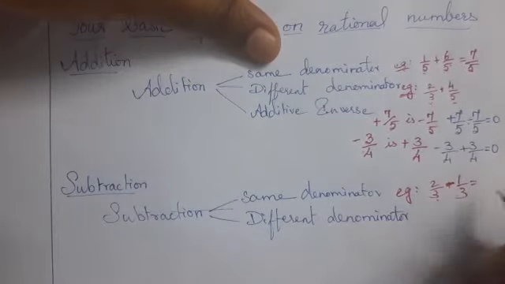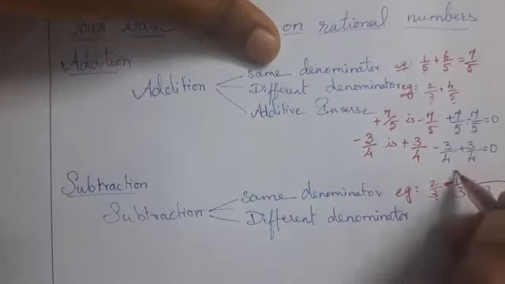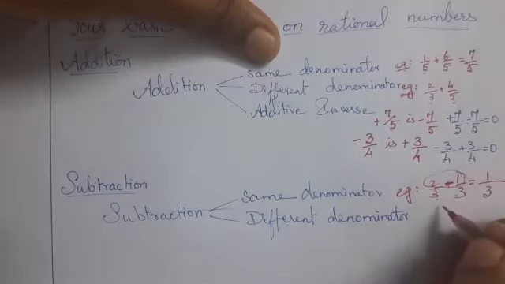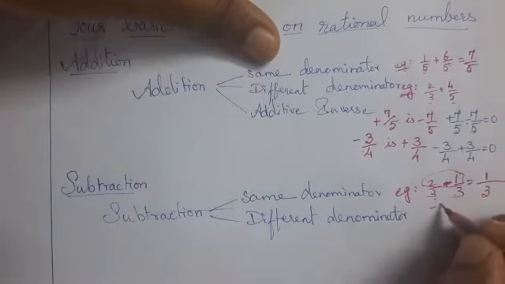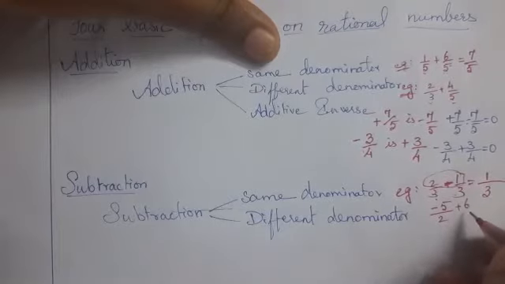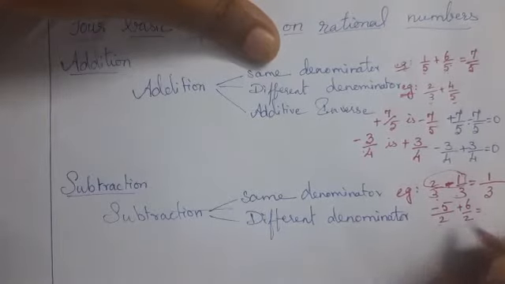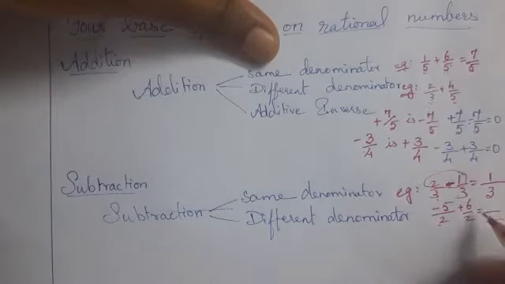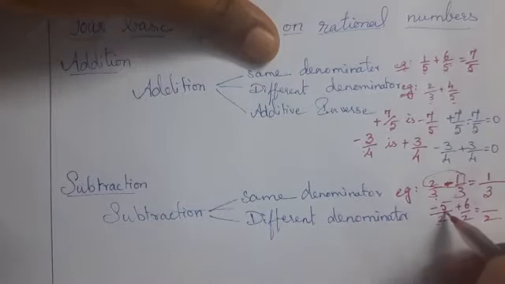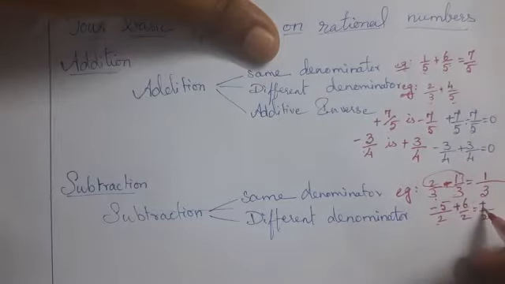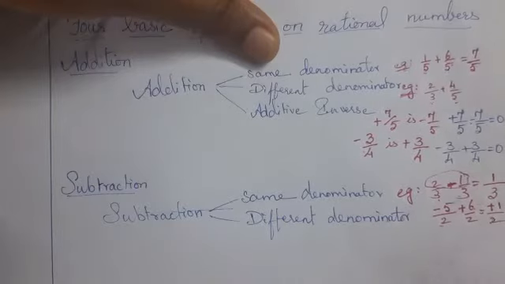The denominator is same. Therefore, write the denominator. Just subtract, 2 minus 1 is 1. If the number is like this, minus 5 by 2 plus 6 by 2, see the denominator is same. Immediately you can write the denominator 2. See the numerator, minus 5 plus 6. Write the biggest number's sign and subtract, 6 minus 5 is 1.